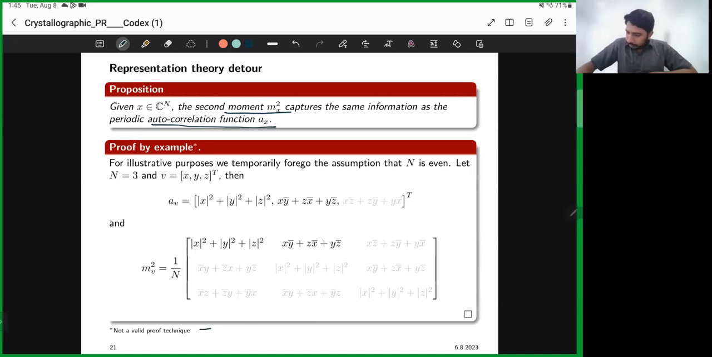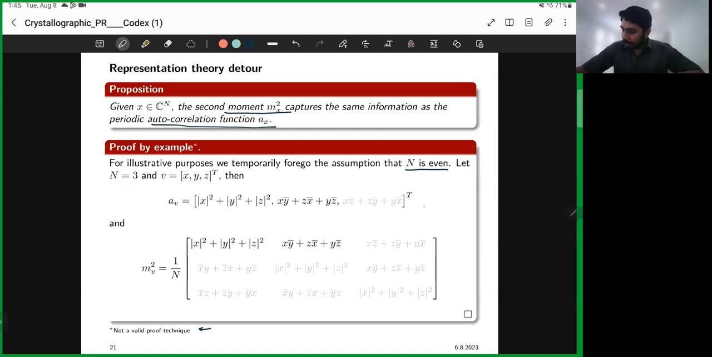Note that this is not a valid proof technique. So this is just there for illustrative purposes. And for the same purpose, I'm also going to temporarily forego the assumption that n is even, because n equals 2 is too small and n equals 4 was too large. So 3 hit the sweet spot there. So n is 3, and my vector that I'm trying to recover is (x, y, z) transpose.